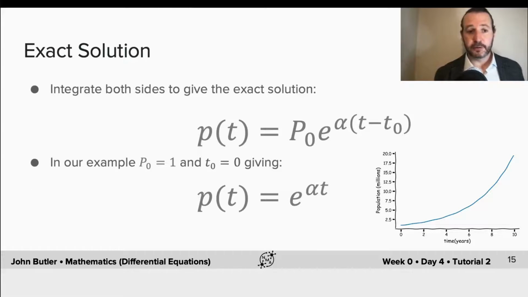We can integrate our solution, and that gives us P0 e to the alpha (t minus t0) is the population equation. But in a simple example, let's say the initial population is 1, and let's say our time period is 0. So then P(t) is equal to e to the alpha t. That's where the term exponential growth comes from. So it's exponential growth as a function of the birth rate.